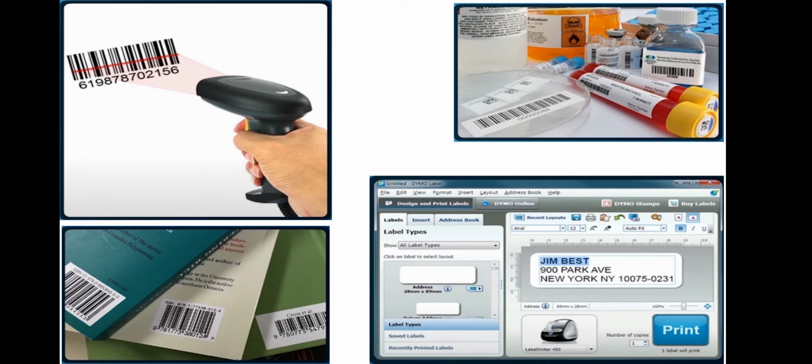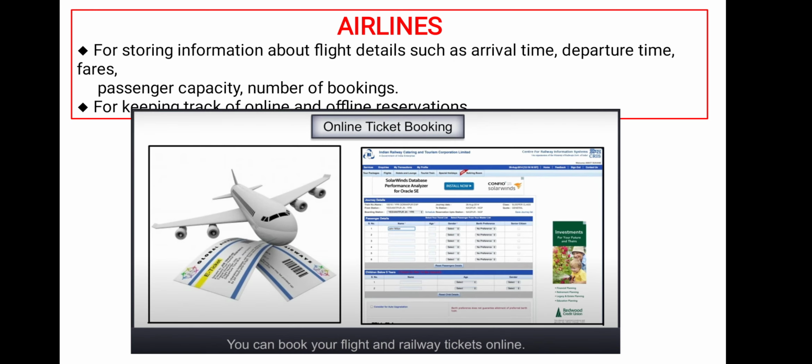So these places, computers are an example. And airlines, for storing information about flight details such as arrival time, departure time, fares, passenger capacity, number of bookings, for keeping track of online and offline reservations.